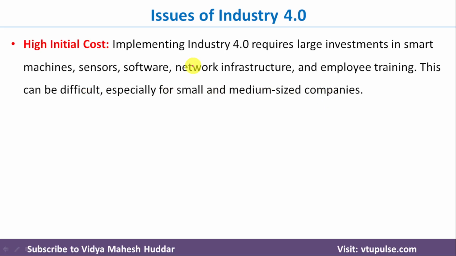It means that whenever we are trying to implement Industry 4.0, we need machines. In Industry 4.0, we are using a number of sensors, software, actuators, and to operate that we are using employees. For all these things we need to pay a larger amount, so it becomes a very high initial cost. This is one of the disadvantages or issues of Industry 4.0.